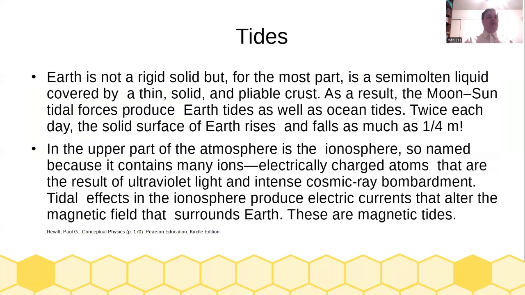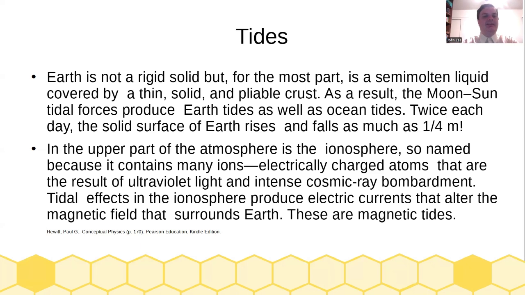In addition to these ocean tides, Earth is not a rigid solid, but for the most part is a semi-molten liquid covered by a thin, solid, and pliable crust. As a result, the moon-sun tidal forces produce Earth tides as well as ocean tides. So the magma that's swirling around in the Earth's mantle is also going to be pulled on by the sun or the moon, which can cause the solid surface of Earth to rise and fall as much as a quarter meter twice throughout the day.